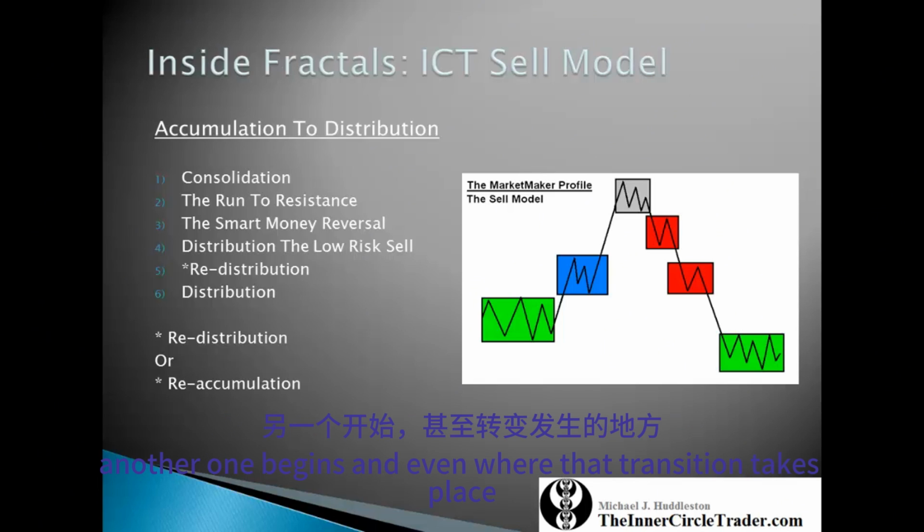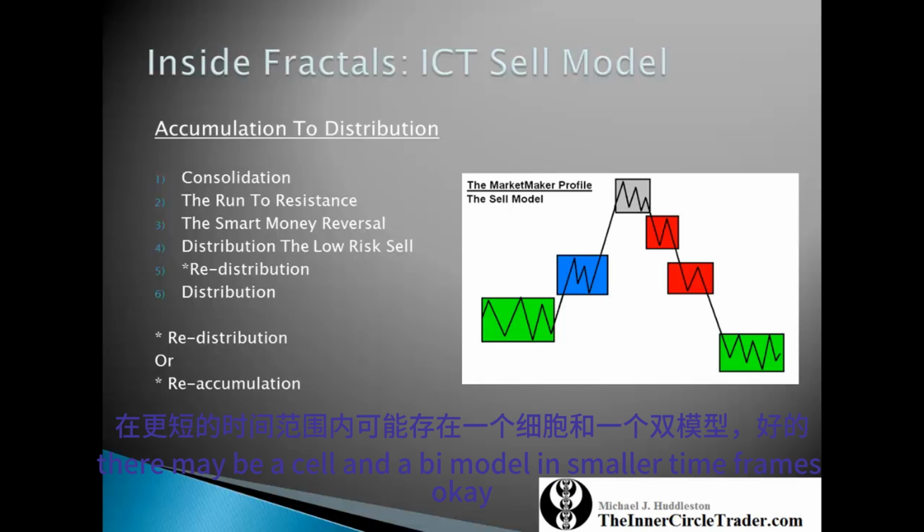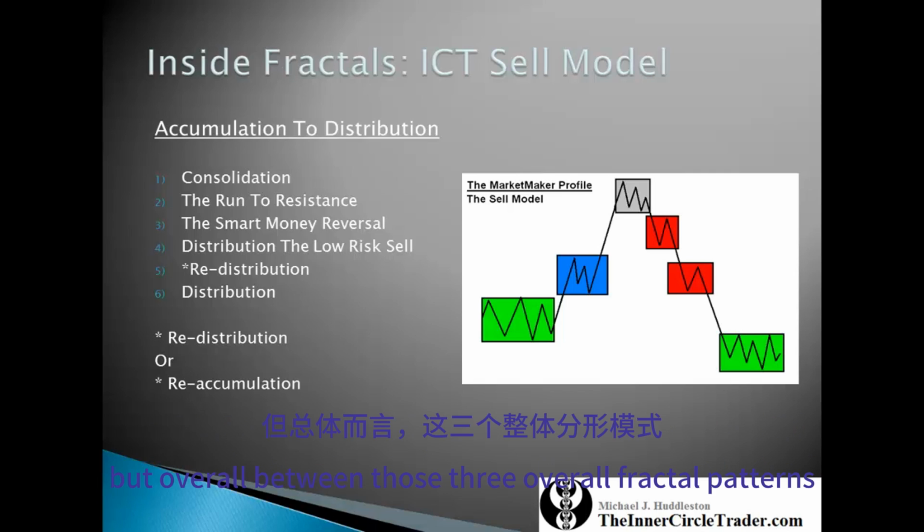And even where that transition takes place in a larger scope of that section of price action, you actually see, in other words, inside of a buy model, there may be a sell and a buy model in smaller time frames. Okay, but overall, between those three overall fractal patterns, they make up the larger one. So it's important that you understand that we're really basing this entire premise on the inherent nature for price action to be fractal in a generic term.